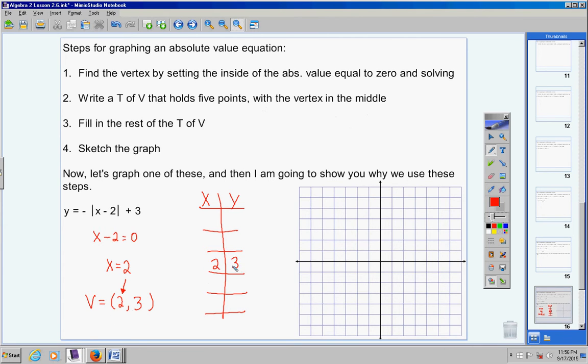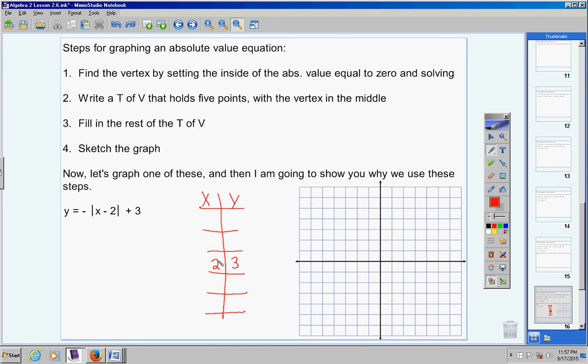Now, are these problems long? Yes. Are they a pain? Yes. Are they difficult? Absolutely not. This is simple. How many of you cannot take this middle right here, set it equal to 0, and solve? How many of you cannot take this number here and write it right here? This is not difficult. And then how many of you cannot draw a table of values, put the vertex in the middle?